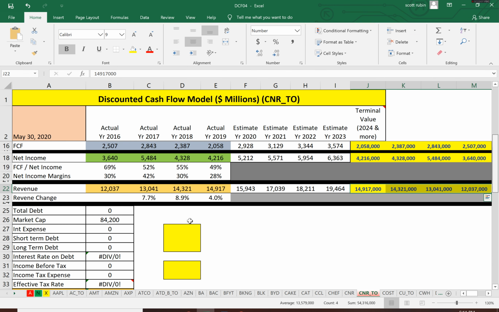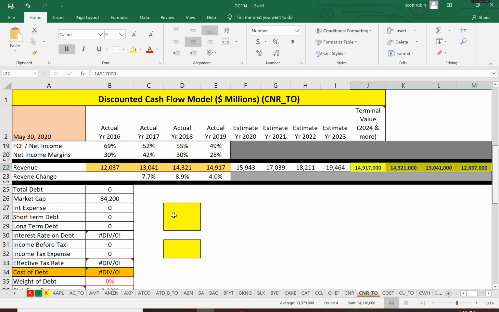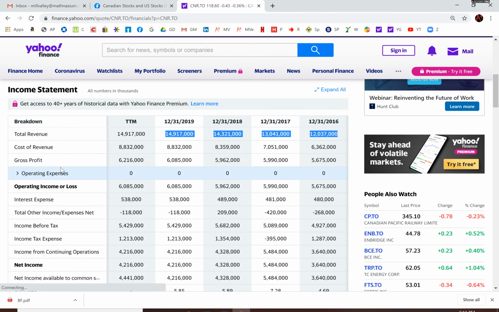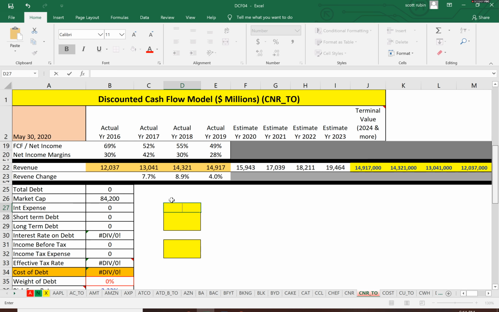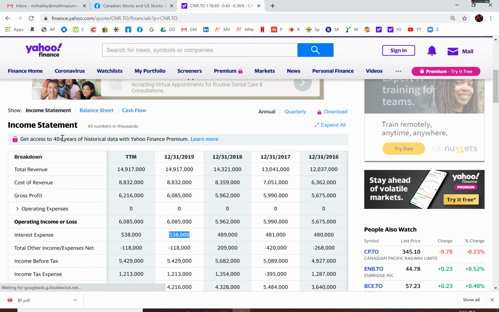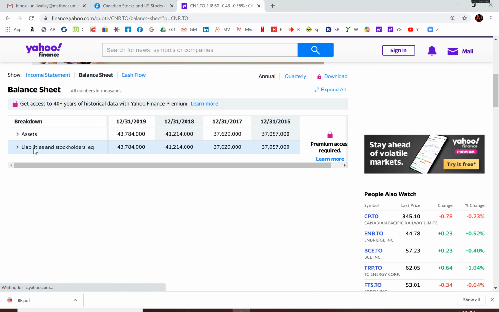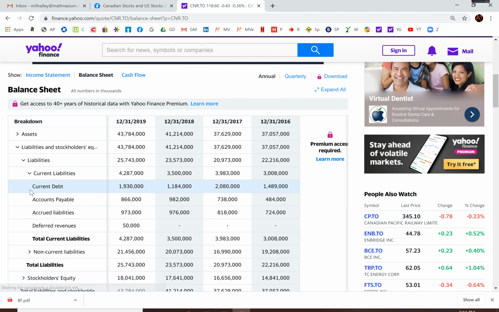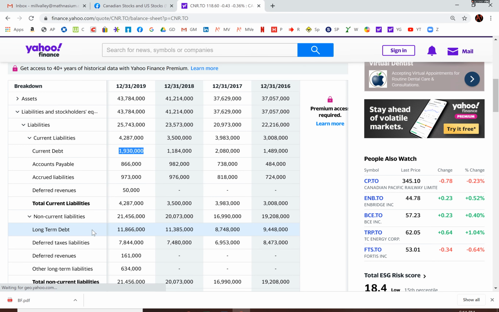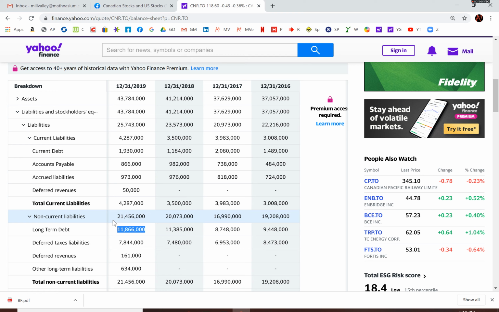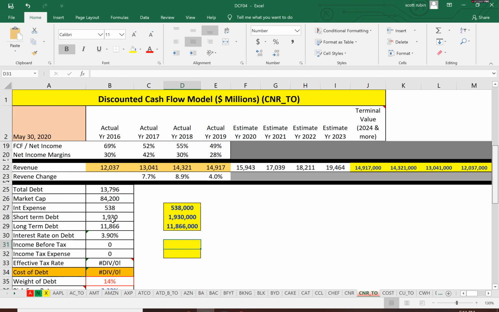Okay, now we need to look at the capital structure of CNR, and to figure out the discount rate we need to apply to the future cash flows. The interest they pay on their debt is 538 million. And the debt is 1.9 billion. And the long-term debt is 11.9 billion.